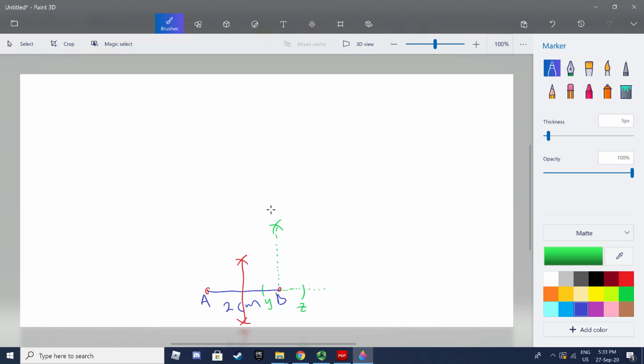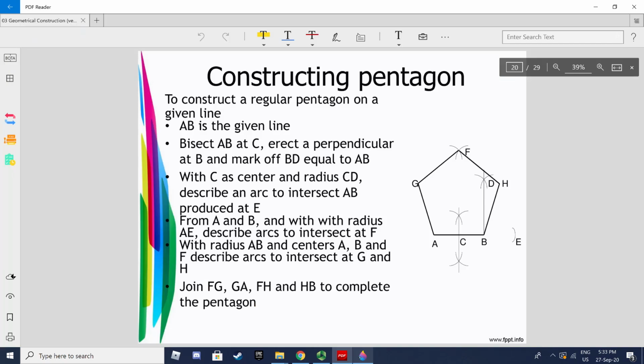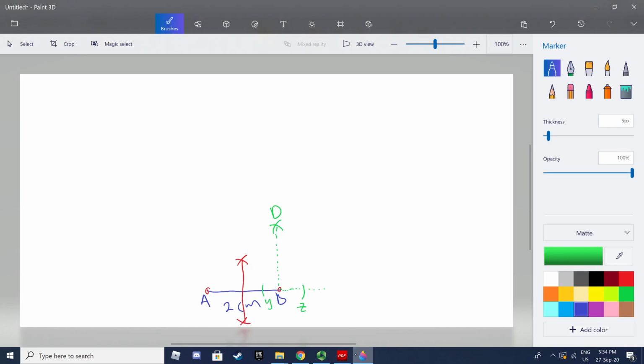Okay, this is point C, having this term AB, 2 cm here. With C as a center and radius CD, describe an arc to intersect AB and produce at E. So you need to put the sharp point of the compass at point C, with distance CD.